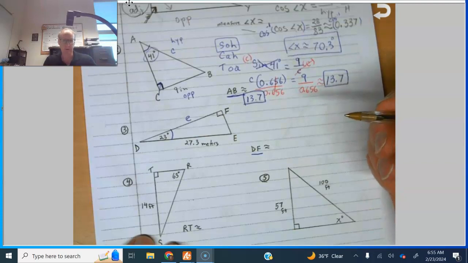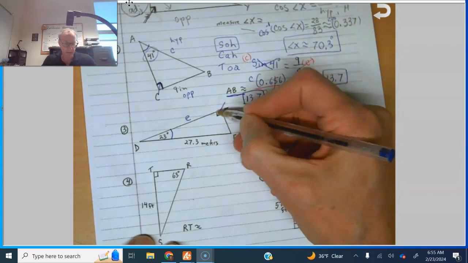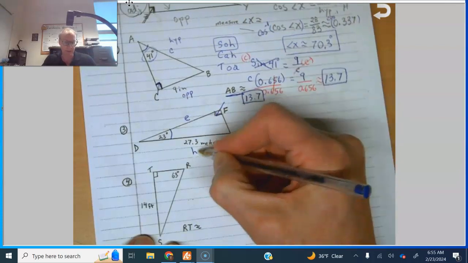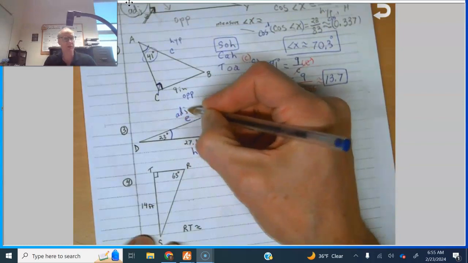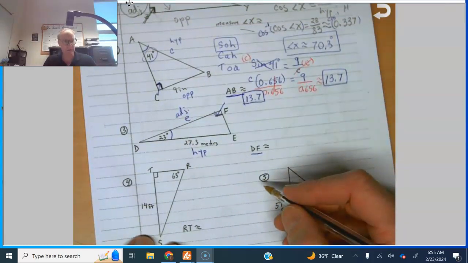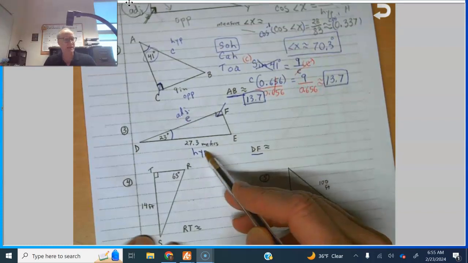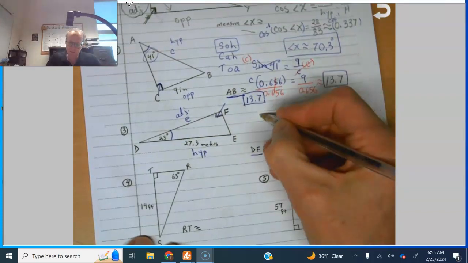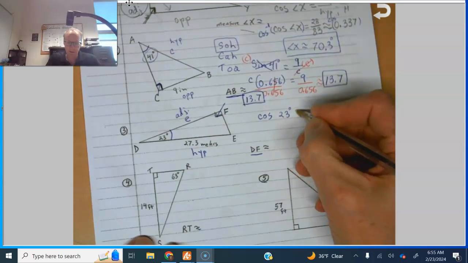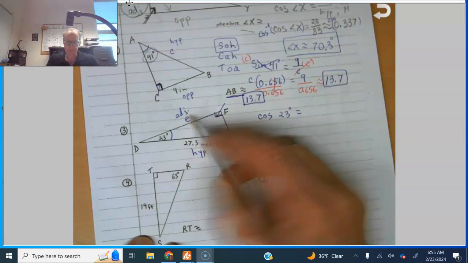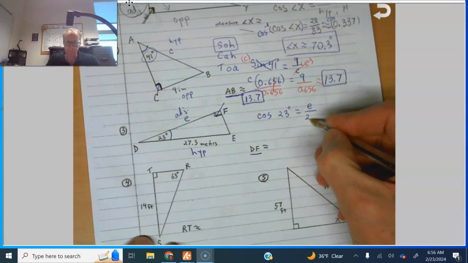Now be careful. This triangle is written upside down. This is the right angle, and it's pointing at the hypotenuse. And of course, this is the adjacent. And hopefully you know now that cosine is adjacent over hypotenuse. Now we've got an easy one. The cosine of my reference angle, 23, is adjacent E over hypotenuse, 27.3.